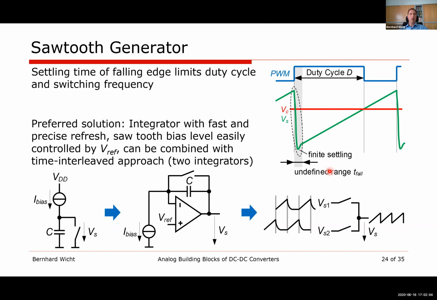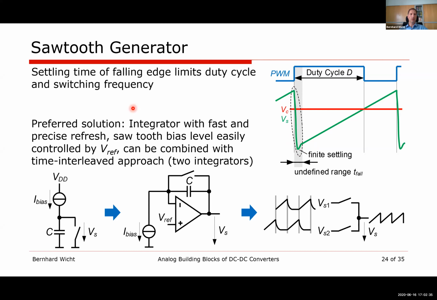So one more block, it's the sawtooth generator. So that's the block that generates our ramp. However, we know at the beginning of each switching cycle, we cannot immediately reset this ramp from max to minimum value. We have some finite settling, and it obviously eats up some part of our duty cycle resolution. So that's something we need to be aware of, especially for fast switching DC-DC converters.